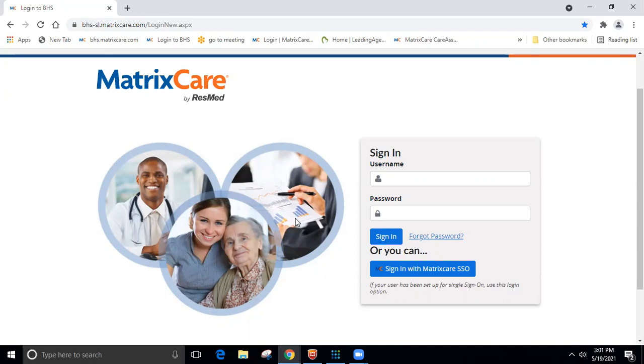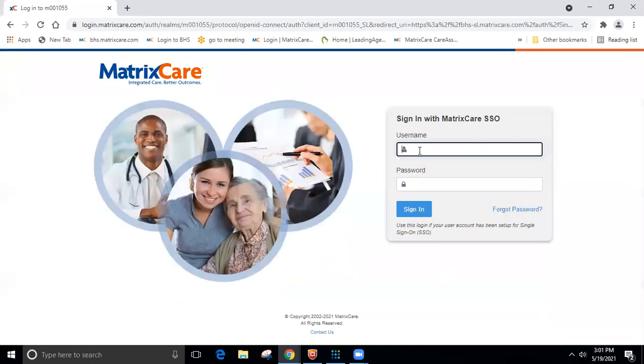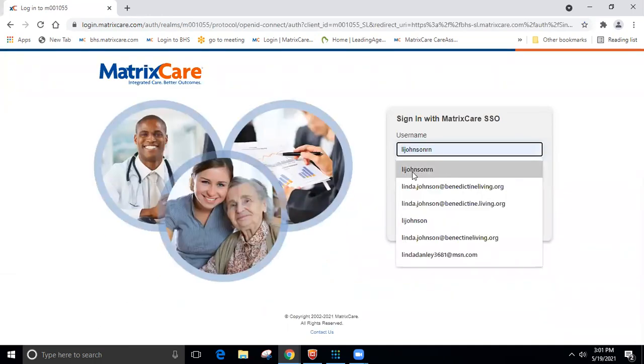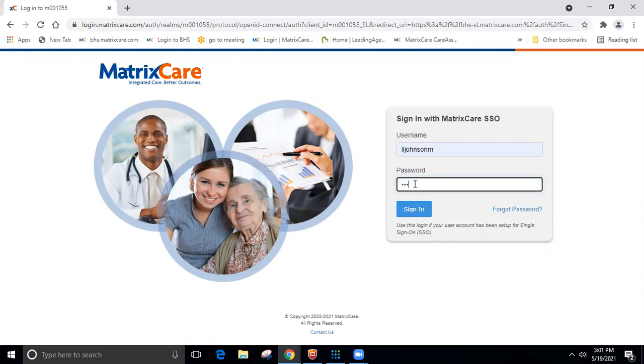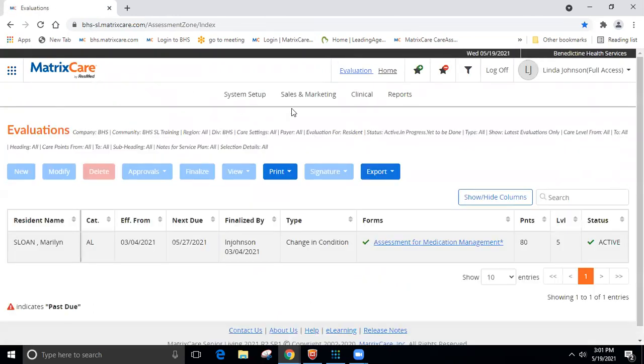Senior living is the clinical portion of Matrix attached to our elite site. This is where we house all our clinical. To get started, you will sign in using your Matrix Care SSO sign-in. Once you've logged in, you will see my homepage is set to my evaluations.